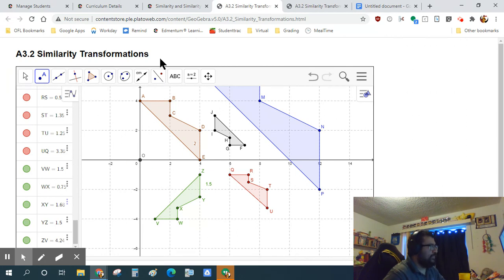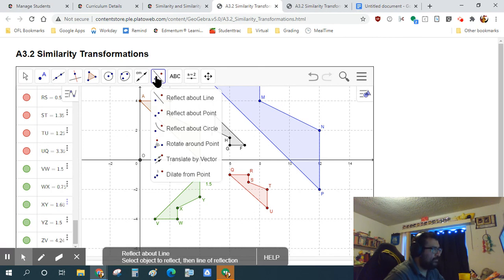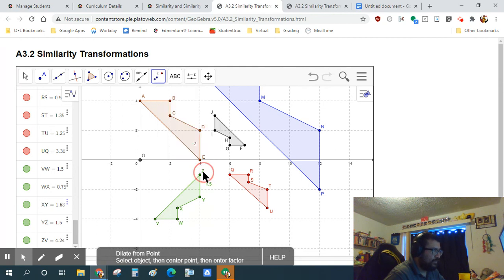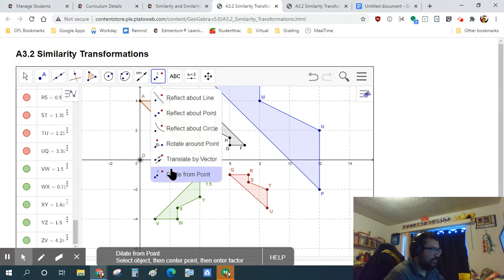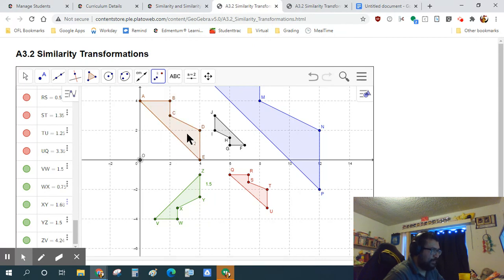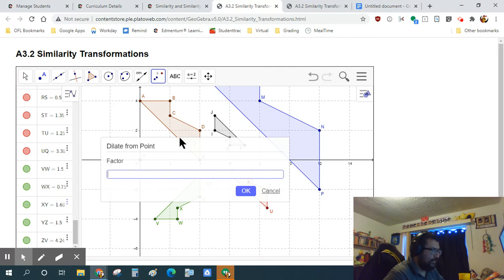All right. So let me just start dilating. From here to here. Come on. Dilate from point here to there. There we go. And again, we're going to do new divided by old. So if I'm doing new divided by old, my new is 1.5. My old was 2.